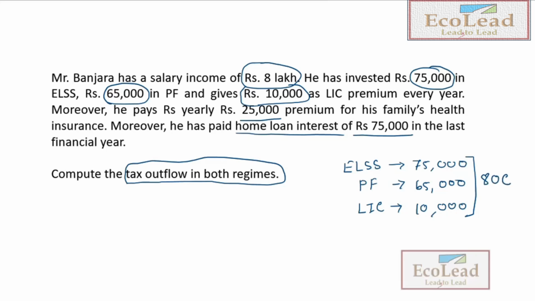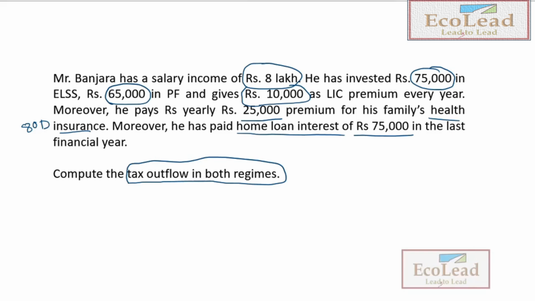And under 80C, the maximum deductible amount is 1,50,000 rupees. Now here if we add all these values, it will be coming as 1,50,000 rupees. Apart from that, the premium for health insurance is coming under 80D, so that is also a deductible amount. And the home loan interest is coming under 24B. That is also deductible from the gross income when we calculate the taxable income.